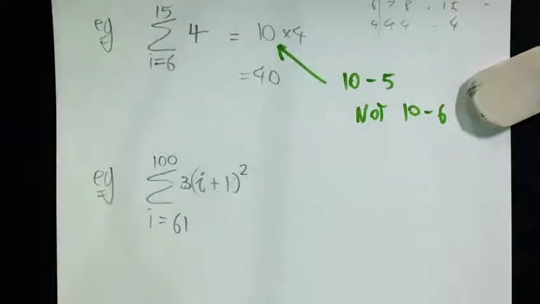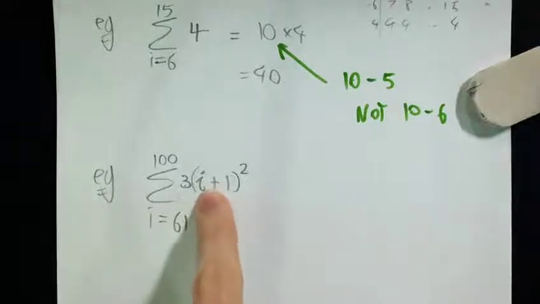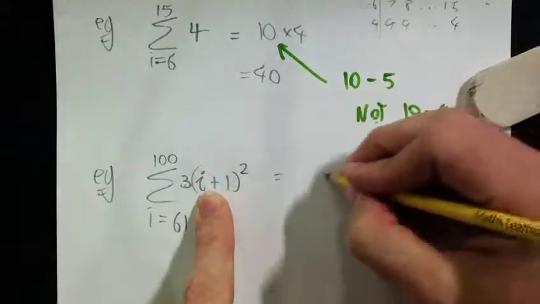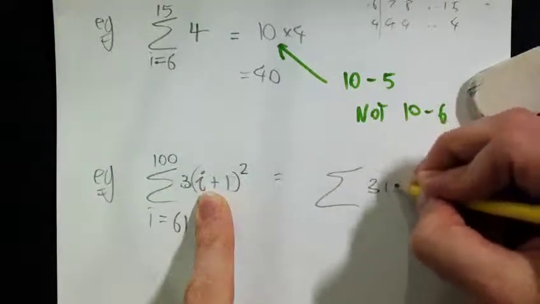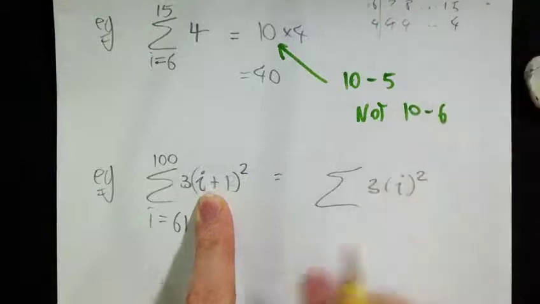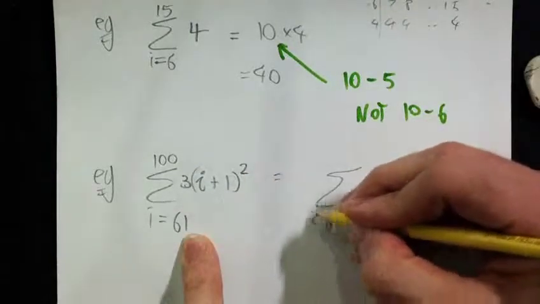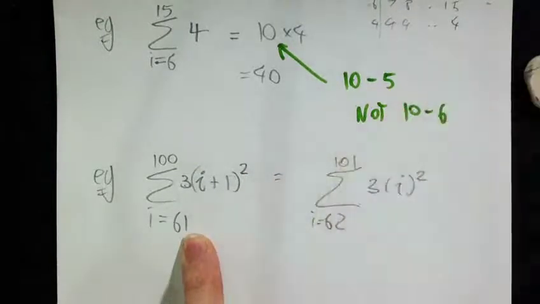Alternatively, I could adjust my sum over a little bit so that it's not 3(i plus 1) squared, it's just 3i squared. So I could take a 1 from this i, which would make that go down by 1, and add 1 to both of these. And that's the same sum.